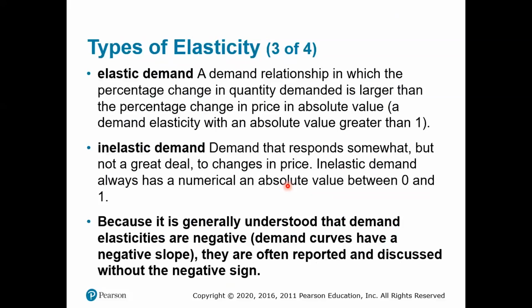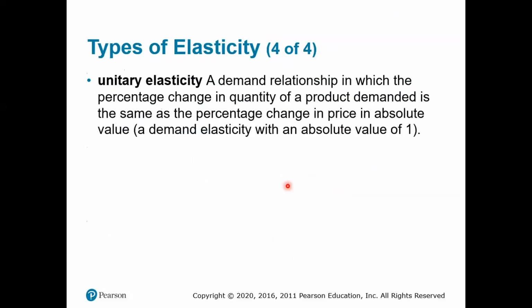Now that leaves us the magical case of -1. -1 is called unit elastic, and that is where the two are equal. Percentage change in quantity demanded is the exact same as the percentage change in price. Magical things happen at the unit elastic point, and I'll show you that in a minute. Here we go, unit elastic. They're exactly the same. Own price demand elasticity will be -1 or an absolute value of positive 1.